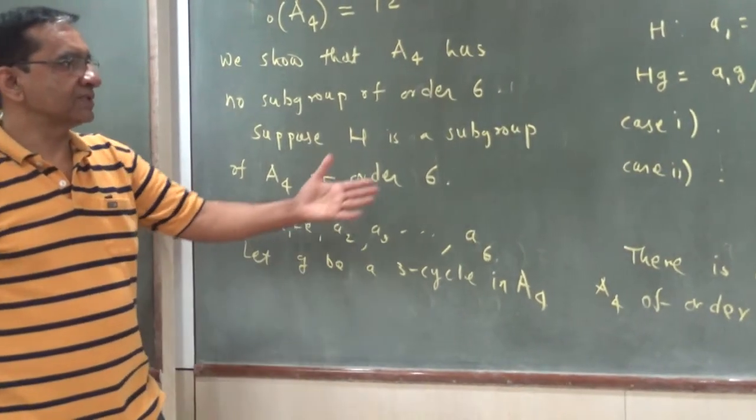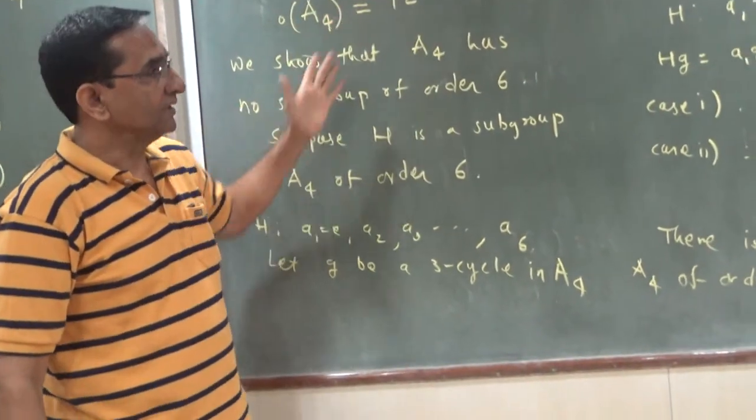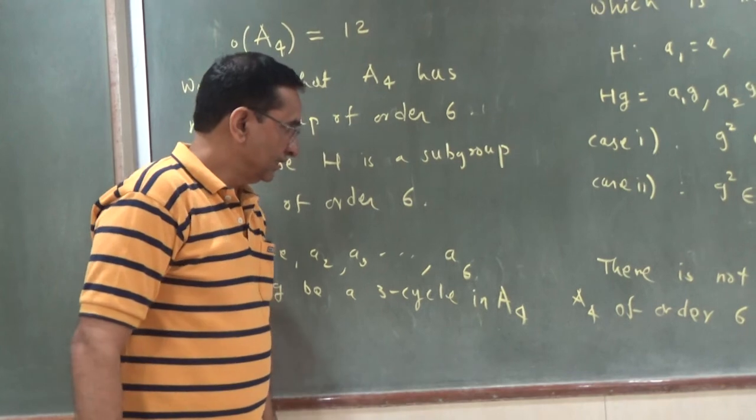So that shows that the converse of Lagrange's theorem is not true, that 6 divides 12, but there is no subgroup of order 6 in A4.